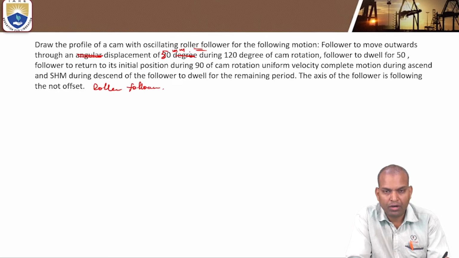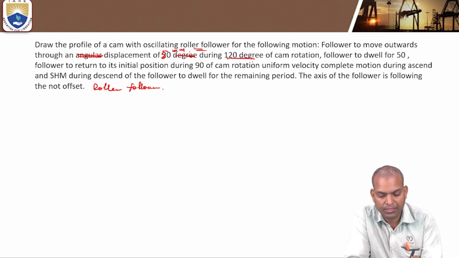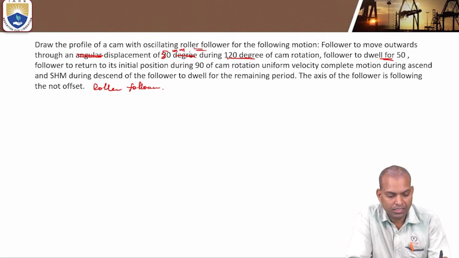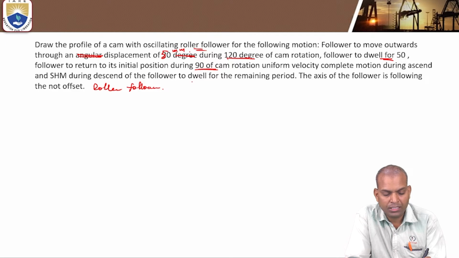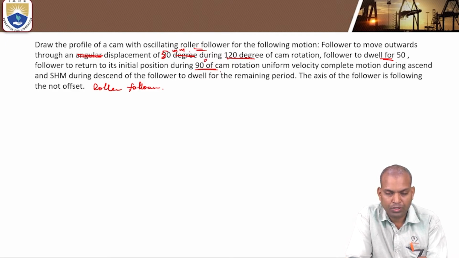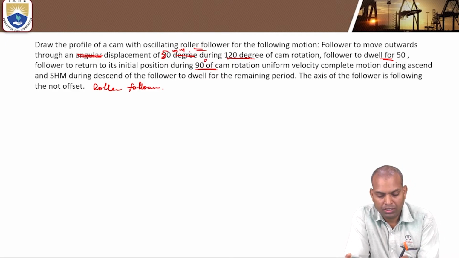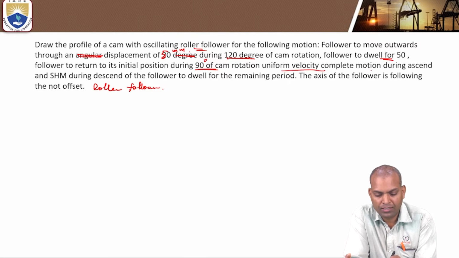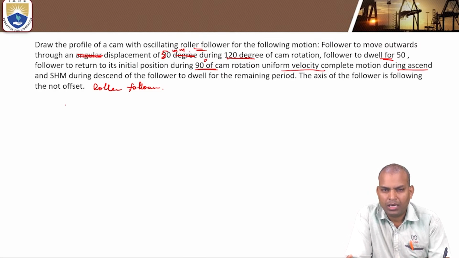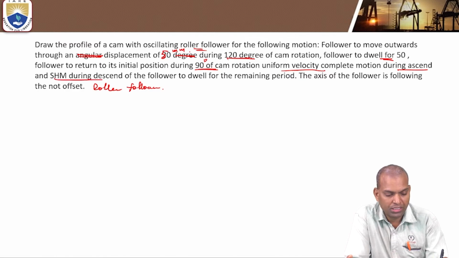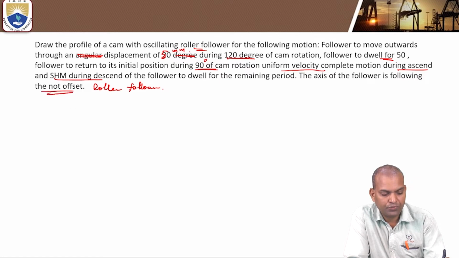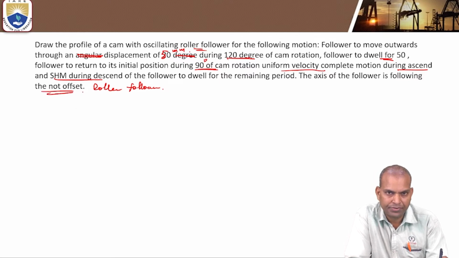The follower moves outwards through 50 millimeters during 120 degrees of cam rotation. Dwell for 50 degrees, then returns to its initial position during 90 degrees of cam rotation, that is the return stroke. It has uniform velocity during ascent and simple harmonic motion during descent. The axis of the follower is not offset, that means it passes through the axis of the camshaft.